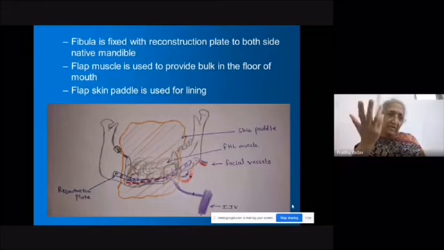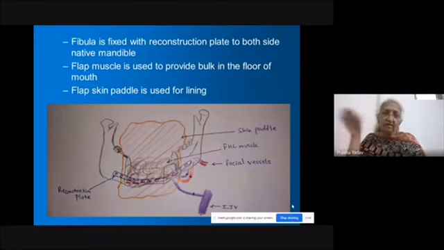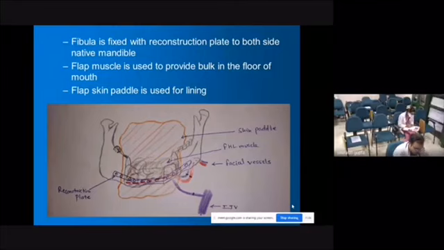Before you do the anastomosis, do you do your skin paddle inset or do you do it after your anastomosis? So once the bone is fixed, what is your action? I mean, overall steps. Ma'am, first bone fixation, then paddle inset, and then anastomosis. Yes.